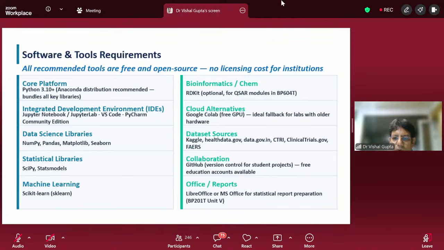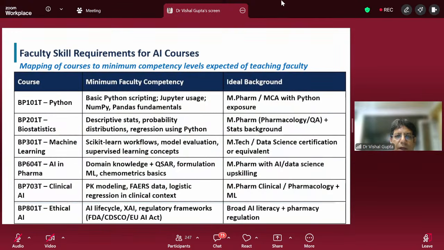And LibreOffice or MS Office for statistical reports. The faculty requirement for AI courses: mapping of courses to minimum competency levels is expected from each teaching faculty. It is sometimes very difficult for a pharmacy faculty to teach. Preferably, colleges should think of hiring an MCA graduate, which will be highly helpful for teaching of the programs.